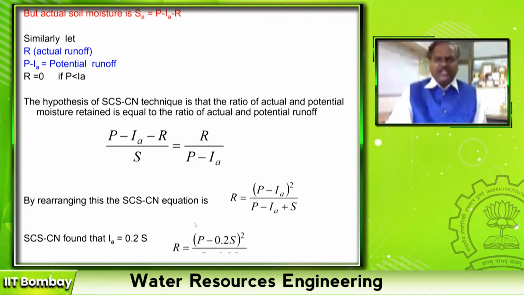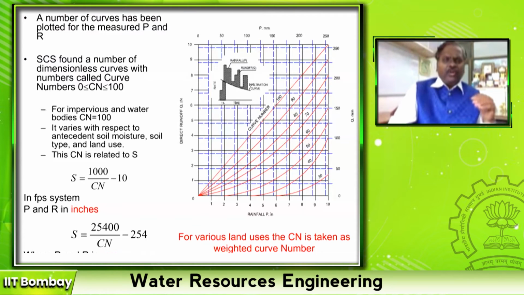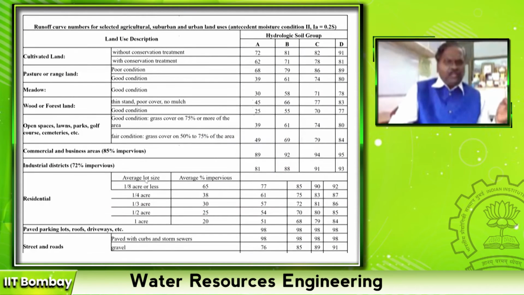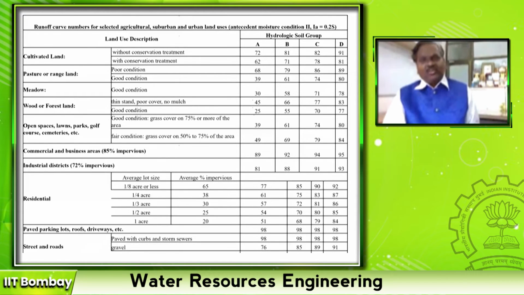Suppose in a basin you cannot expect a uniform soil type or a uniform land use, then it will be a mixture. Then what can we do? We can compute a weighted average curve number. For example, if I have an area with soil type A and B and the land use is cultivated land and open plots, then pick up this curve number and multiply it with the area of cultivated land, plus pick up this curve number and multiply it with the area of open space, add these two, and divide by the total area. That will give you the weighted average curve number, right?